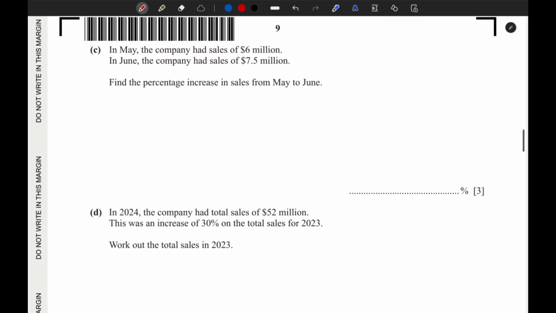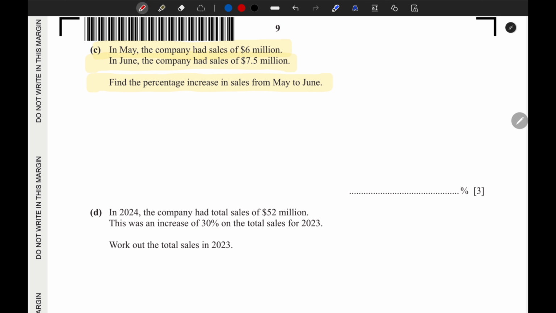Now we have the C part. In May, the company had sales of 6 million. In June, the company had sales of 7.5 million. Find the percentage increase in sales from May to June. Okay, so this is just a percentage increase.